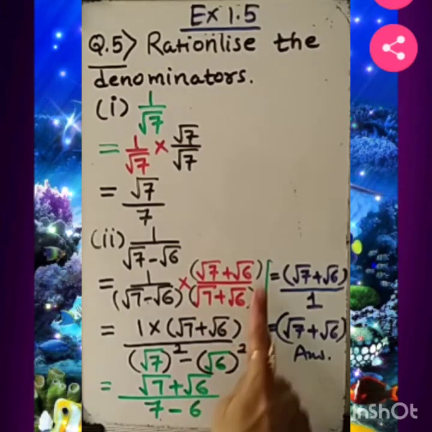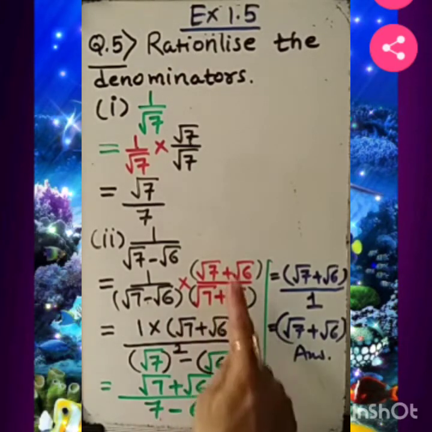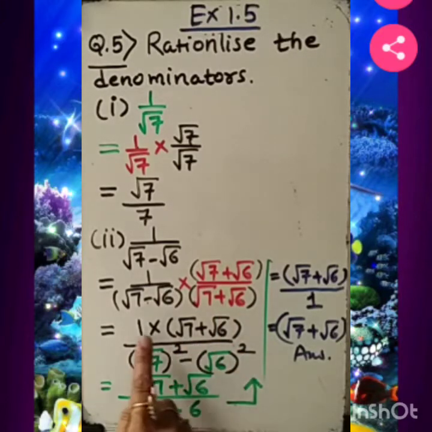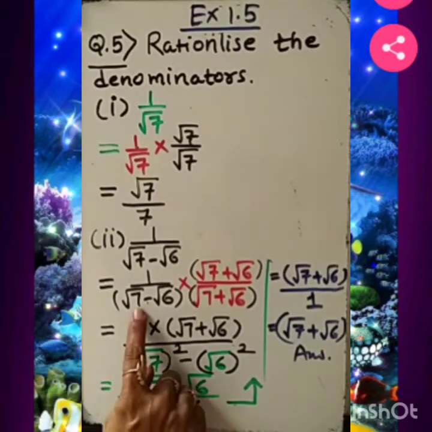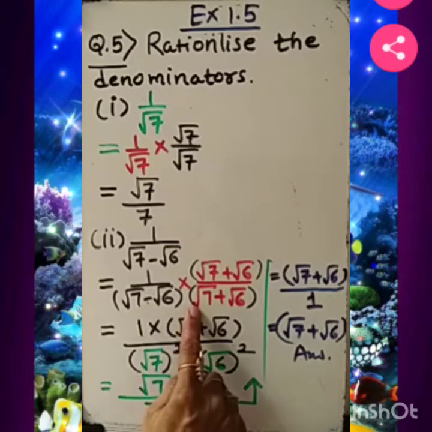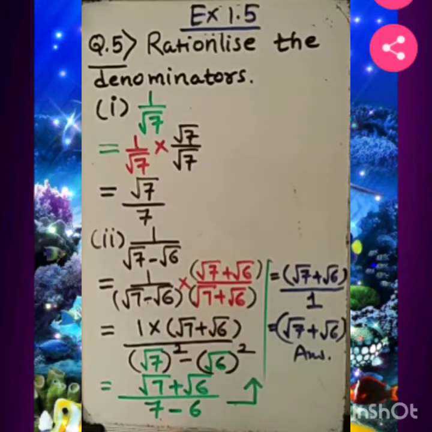This we have rationalized with its opposite number, and simply you can see when we multiply by 1 we will get the same number in numerator. But as here we are applying the identity a minus b, and here it is a plus b, so it is a square minus b square. So according to this, if we apply it, 7 minus 6 will be 1 and the numerator will remain the same.